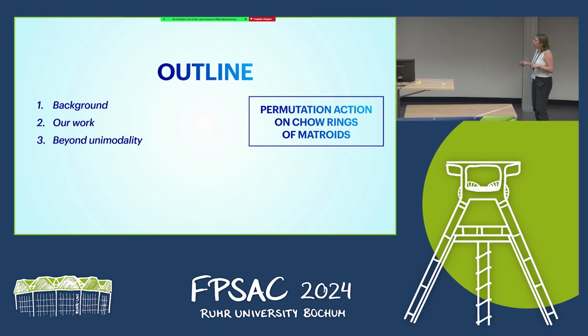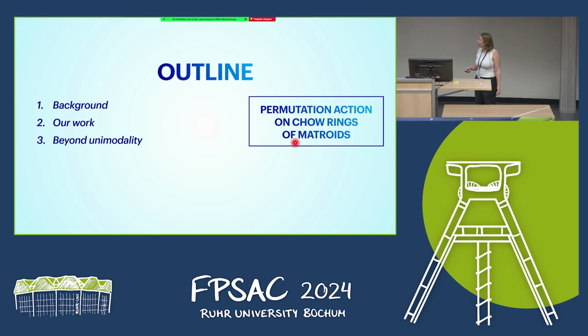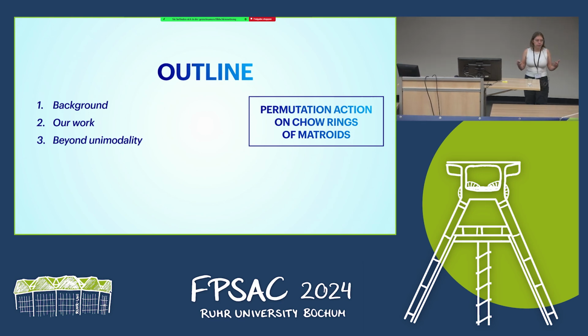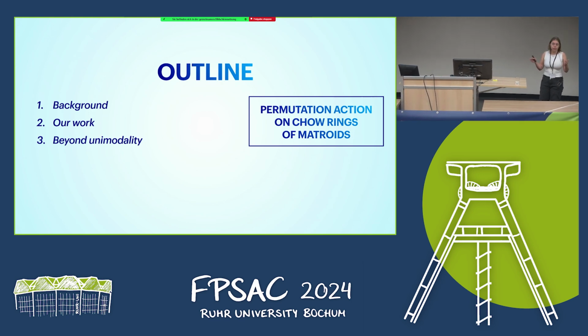So in this talk, I will give a combinatorial reproof of some known results, which will strengthen those results and put us on a path towards some conjectures that have not been resolved yet. So when I talk about the background, I will yet again define a matroid. Then I will do Chow rings, and then we'll talk about permutation action. Then we'll touch on what this work was about and see where that puts us in the future.